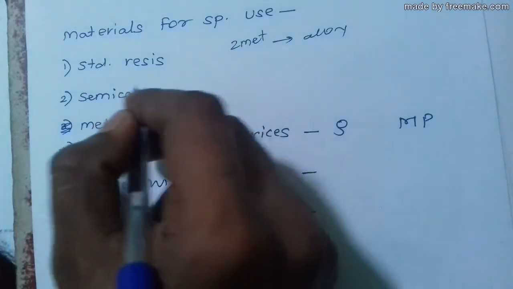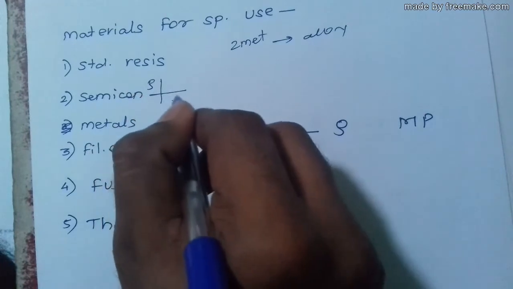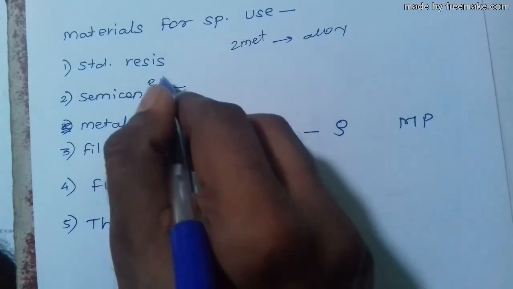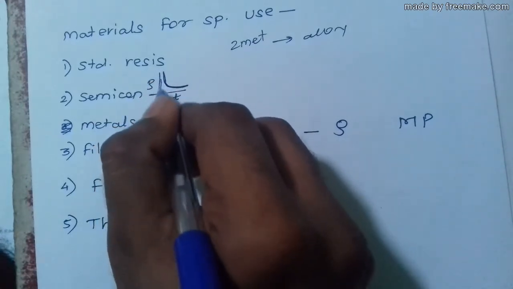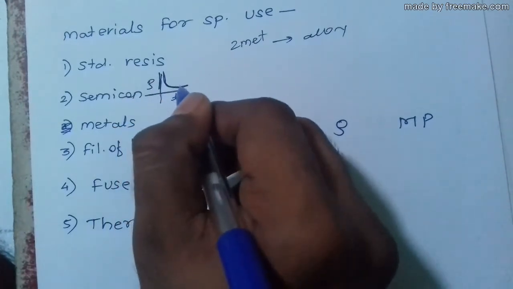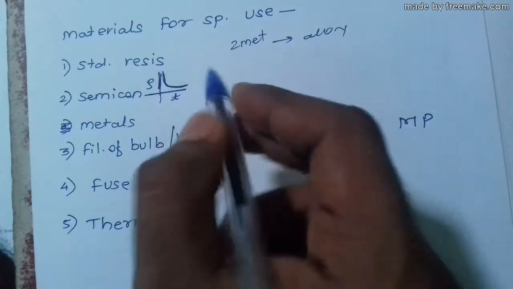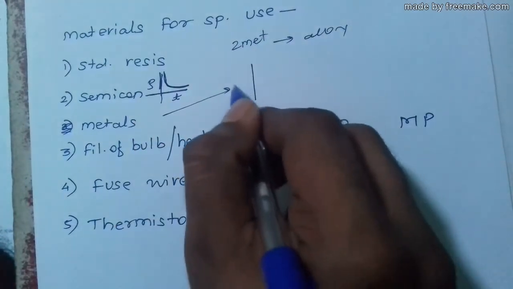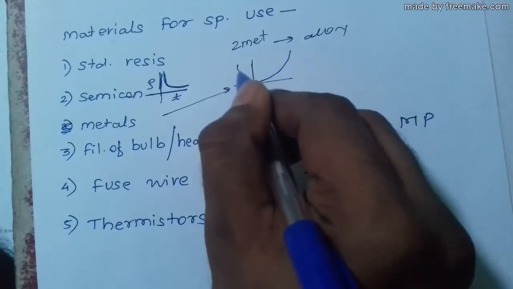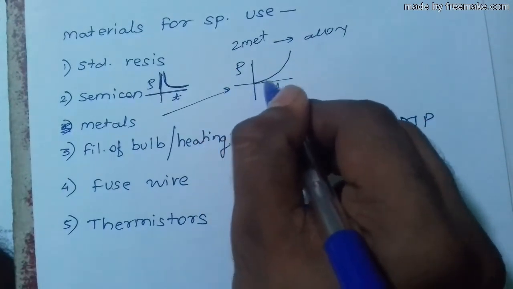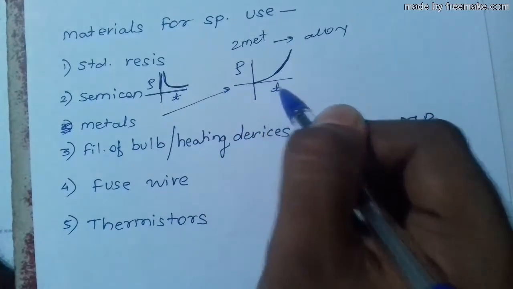Then for semiconductor, the graph between resistivity and temperature is like this. Temperature increases, resistivity decreases. This is true for germanium, silicon and carbon. For metals, this graph is like this. Initially the graph is non-linear, but after some temperature the graph becomes linear.